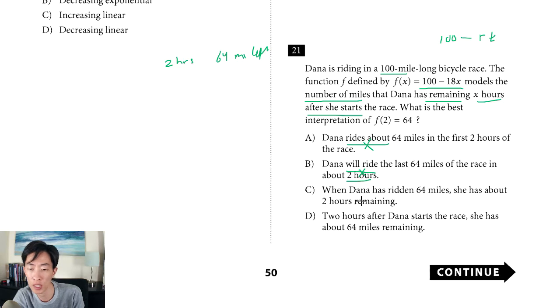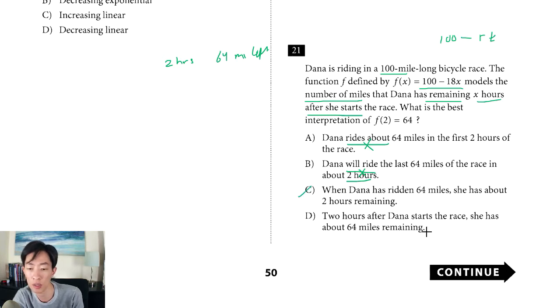Choice C, when Dana has ridden 64 miles, she has about 2 hours remaining. So this choice gets both of them wrong. This is saying she's ridden 64 miles as opposed to 64 miles left. And it's also saying she has 2 hours remaining when the function is saying she's ridden 2 hours. So C is completely wrong.